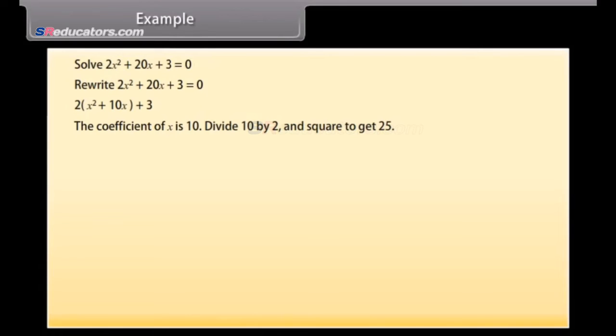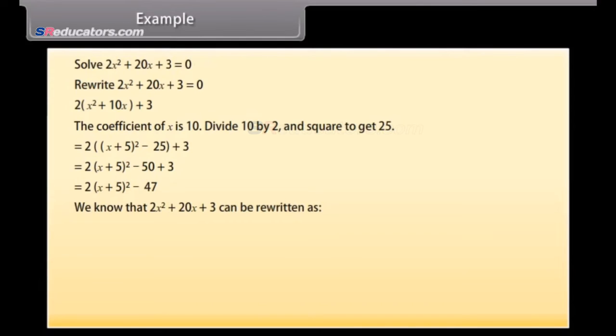Divide 10 by 2 and square to get 25. So 2[(x + 5)² − 25] + 3 = 2(x + 5)² − 50 + 3 = 2(x + 5)² − 47. We know that 2x² + 20x + 3 can be written as 2(x + 5)² − 47. Therefore, we can rewrite the equation as 2(x + 5)² − 47 = 0.